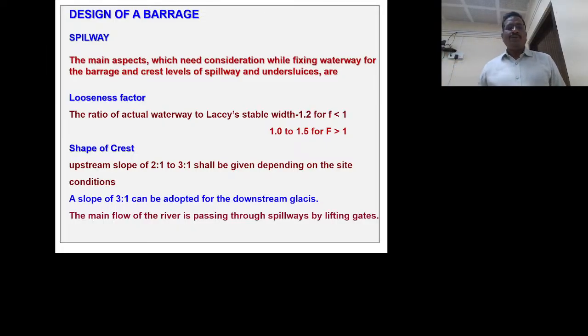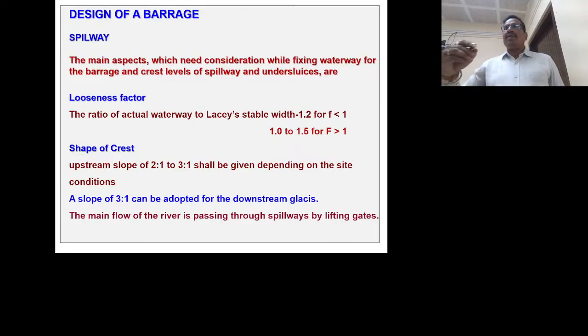So first of all we have to decide the waterway, and the waterway should be the actual waterway according to Lacey's. The looseness factor should be 1.1 to 1.2 for silt factor less than 1, and if the silt factor is greater than 1, it should be 1 to 1.5.